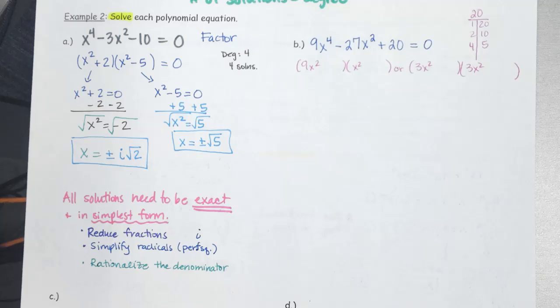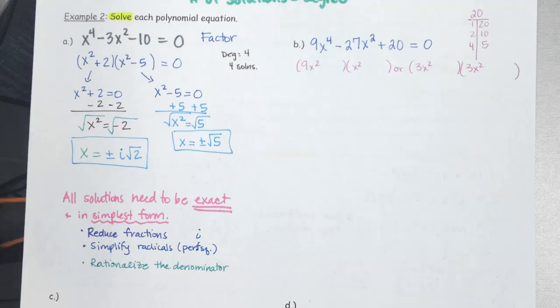All right, how'd it go? Did you find it? Yeah, so I have to add to negative 27. I have to multiply to 20. So we're going to have to do some guessing and checking. Okay, remember that wherever you put in your values, they're going to be multiplied. So we're going to have to do some type of guessing and checking.